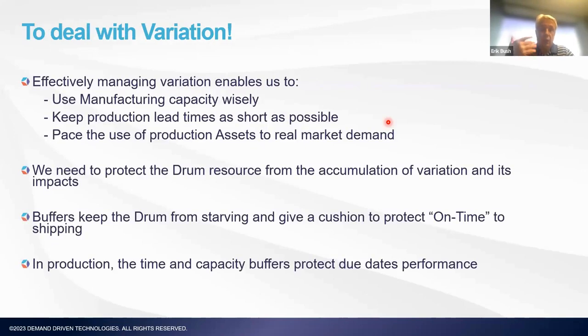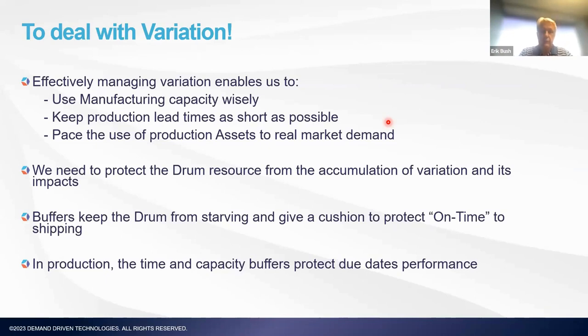So the more effectively we can deal with variation, the more resilient we become. Understanding it will allow us to use our capacity wisely. It'll also help protect our lead times and our promise date performance to the market. Obviously, the concept here is that time lost on the drum is time lost to the entire system. So by protecting that drum resource, or you may have more than one drum in your environment, then we protect the throughput of the entire plant.